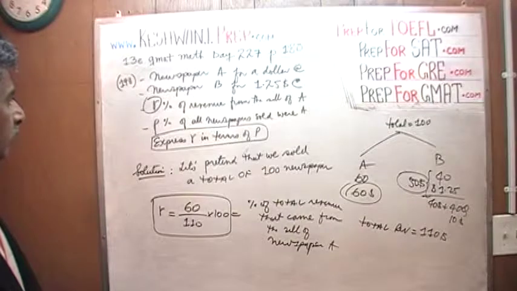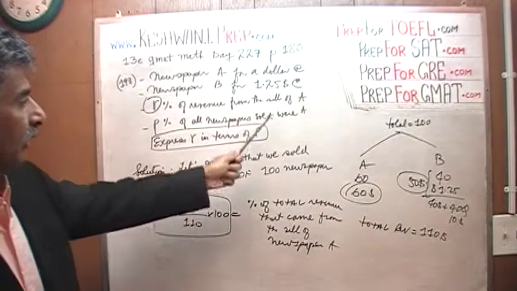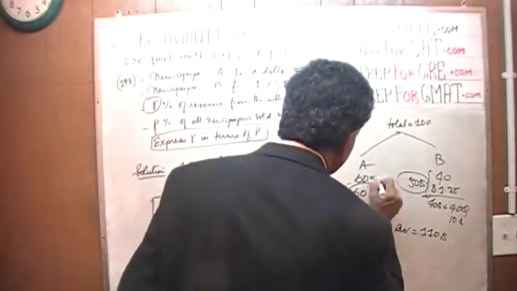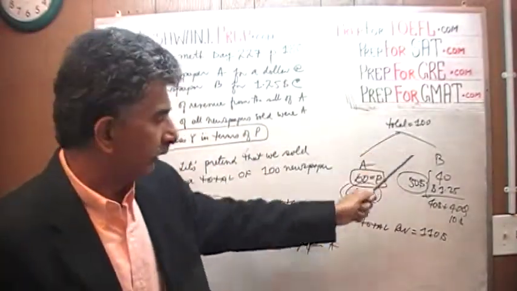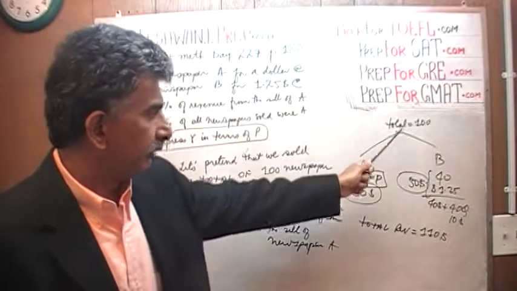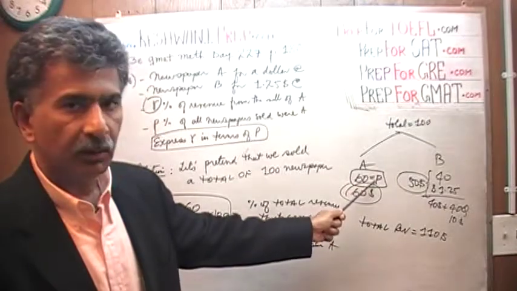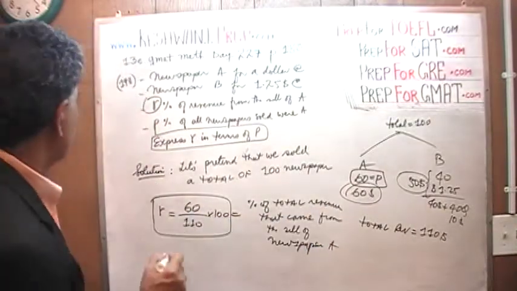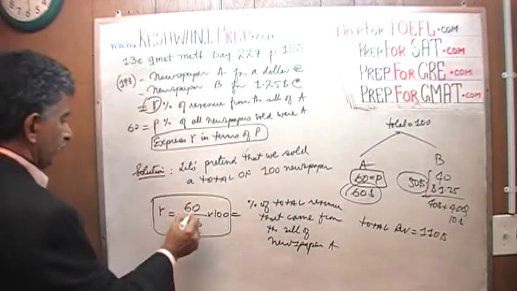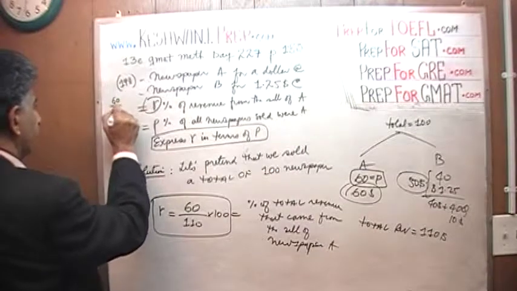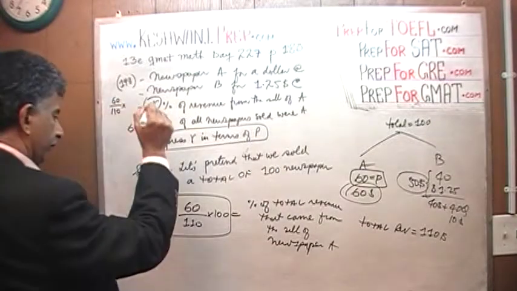What is the question asking? And how much is P? It says P percentage of the newspapers sold were A. Well, P is this guy right here. P is 60%. We started out by assuming that we sold a total of 100 newspapers, of which 60 were newspaper A. So P equals 60, and R equals 60 over 110 times 100.